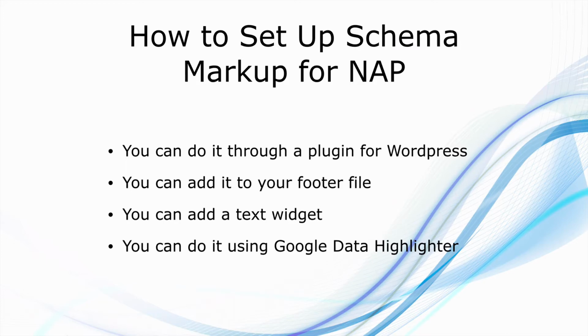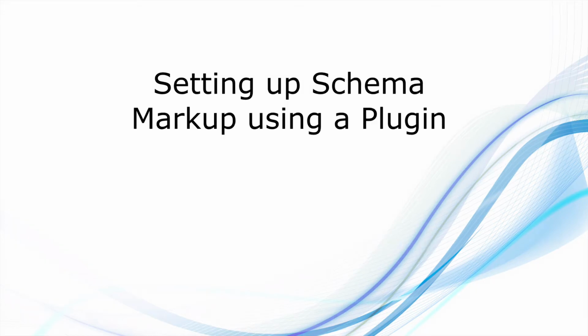Like you can add it yourself manually into your footer file. You can also add it using a text widget. You can also do it using the Google Data Highlighter. I'll show you exactly how to do all of these things so that you can set up your schema markup for NAP, or you can use the same method like I mentioned before to set up your schema markup for any information out there. So let's see how you can set up the schema markup using a plugin.